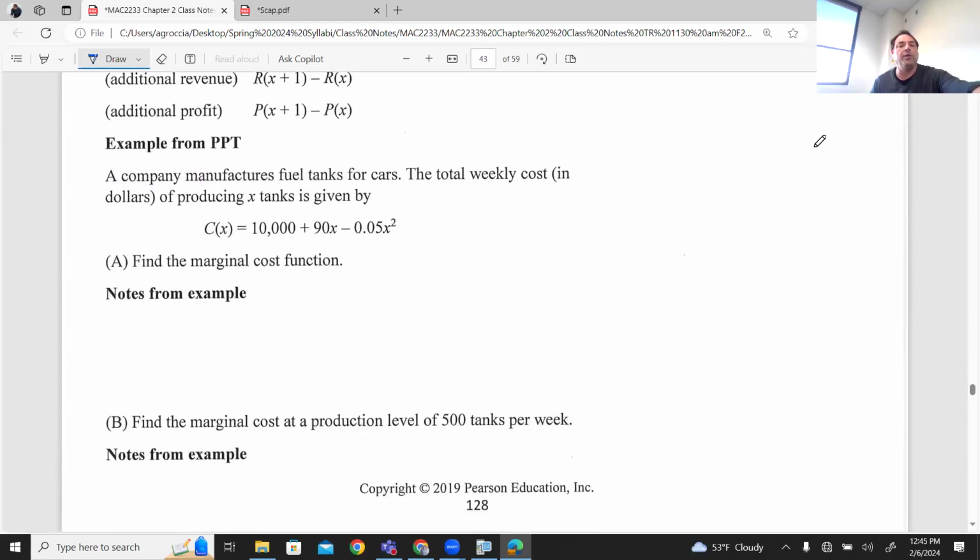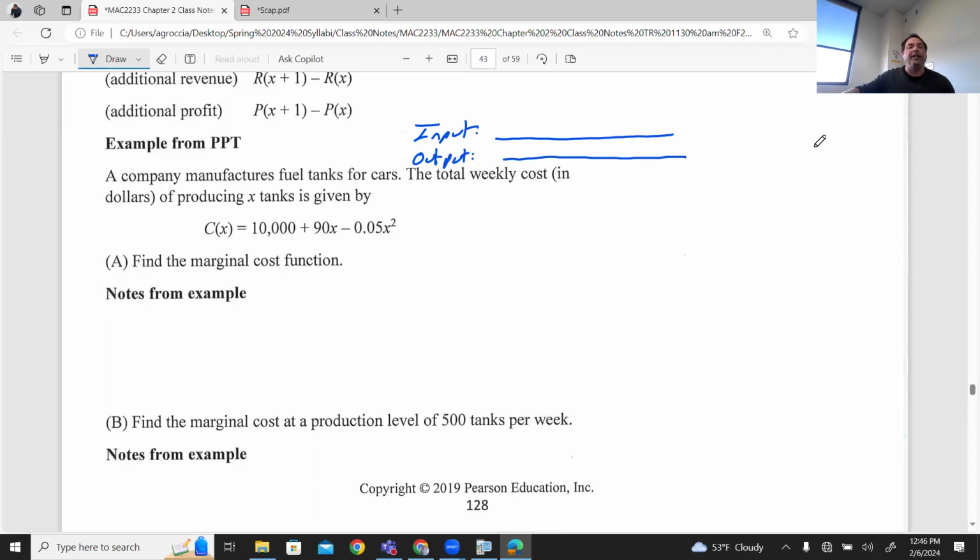So again, every word problem, we need to read it, label your input, label your output. So I'm not going to read it at all. I want you to read it, label your input, label your output. Read it on your own. Make sure it makes sense first.